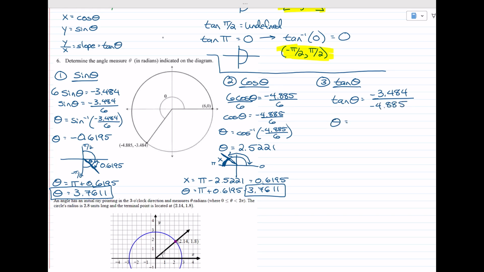And then if we take the inverse tangent of both sides, let's see what we get here. We get an angle: inverse tangent of negative 3.484 divided by negative 4.885. This comes out to be 0.6195. Remember, inverse tangent is defined from negative pi over 2 to pi over 2. So this angle that it's giving us is this answer right here.